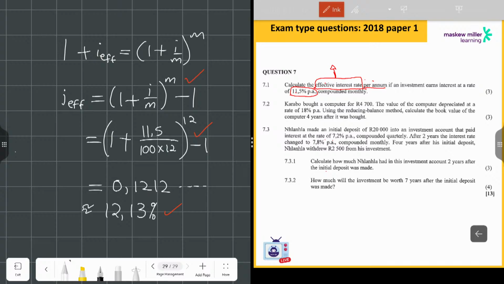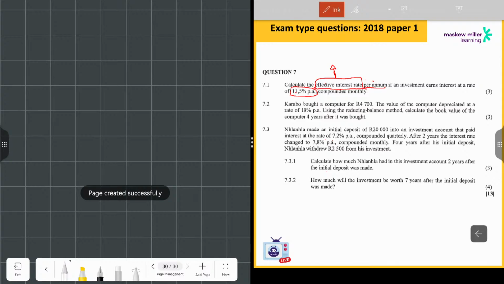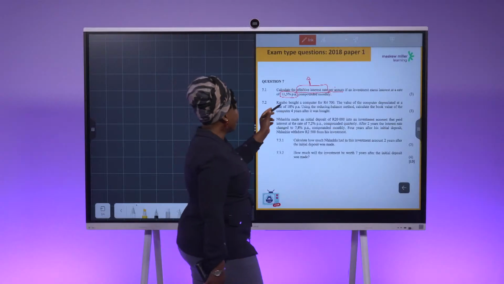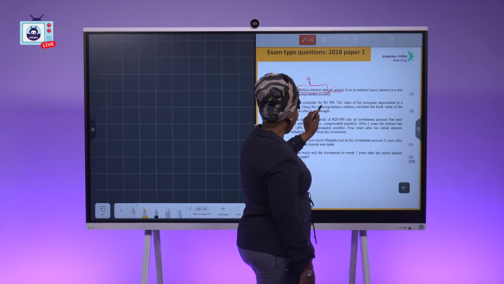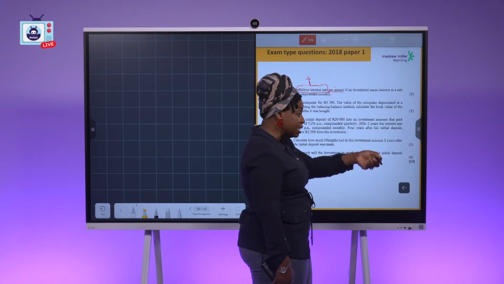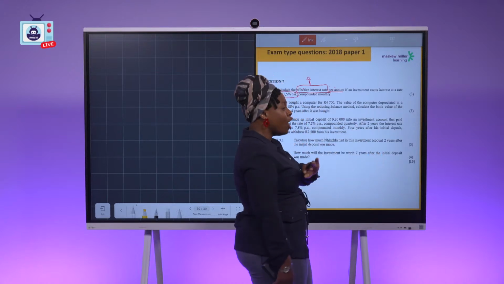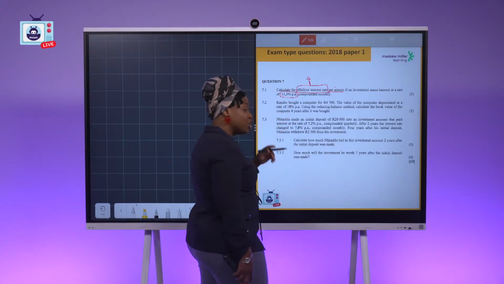All right. Okay, so let's check the second question. The second one, they said, Karabo bought a computer for... So this one has bought it. For the fact that they have bought before anything else, just remember, we just showed that if you buy an electronic today, what happens is the moment you move away with it, it starts to lose value.